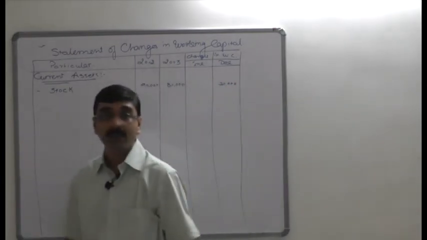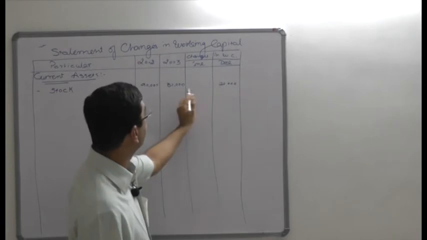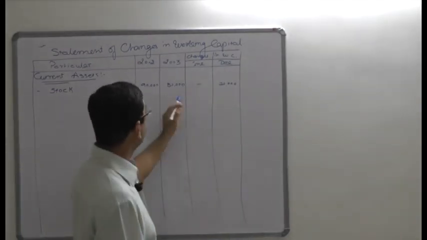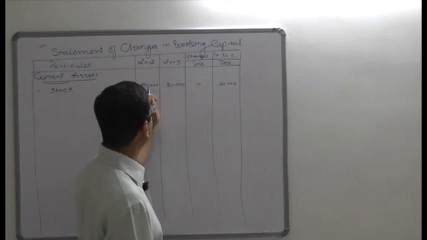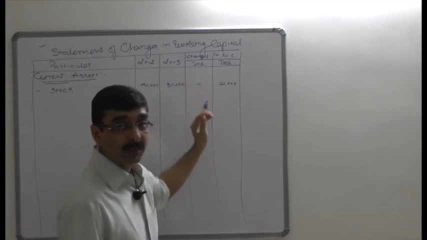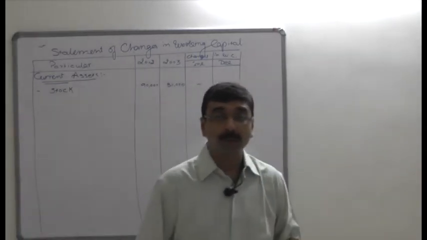If the current year current assets is lower than the last year, it always decreases working capital. Reverse, if the current year current assets is higher than the last year, then it is an increase in working capital. Alright, so these are the formulas for current assets.